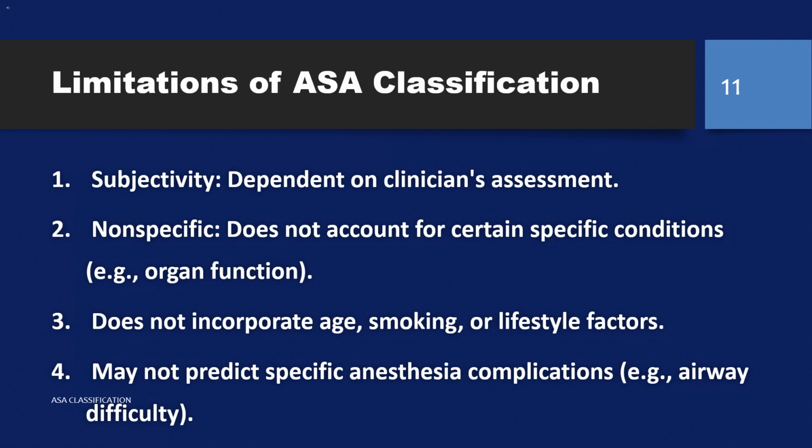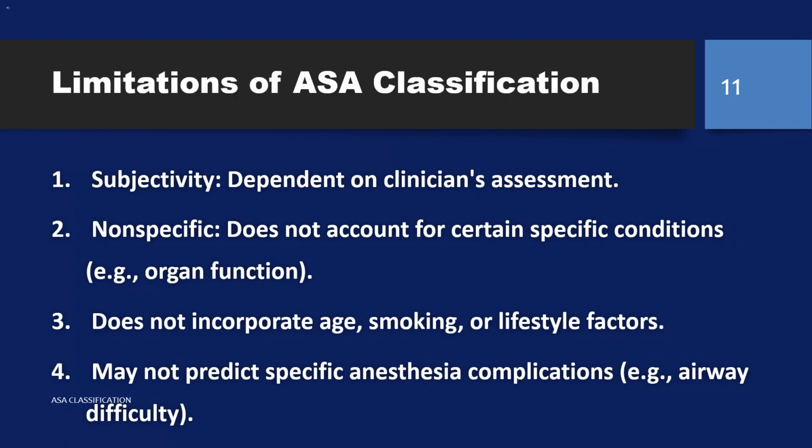The ASA classification does not account for certain specific conditions, such as organ function or severity of disease. Broad categorization: it provides broad categorization of patient risk, but may not capture all relevant factors. Lack of consideration of lifestyle factors. Age is not considered: the ASA classification does not incorporate age as a factor in risk assessment. Other lifestyle factors, such as smoking, are also not considered.